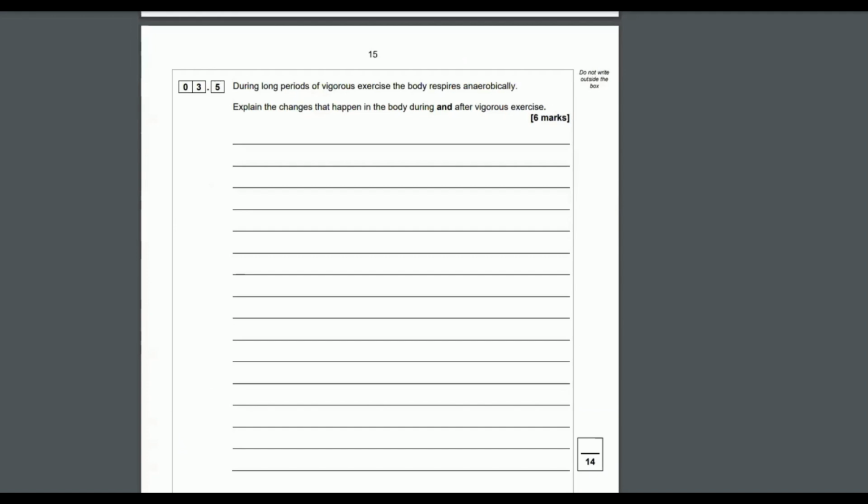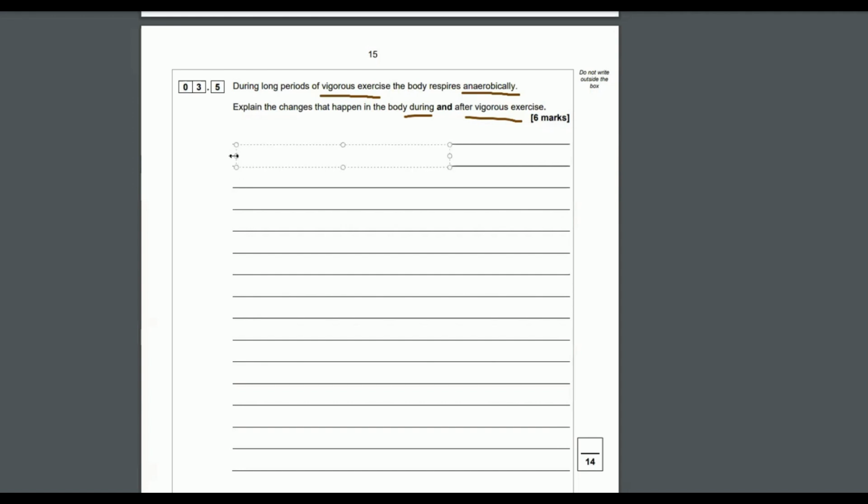Okay, 3.5, we've got a big, fat 6 marker. During long periods of vigorous exercise, the body respires anaerobically. They're not telling us that for nothing. It means they want us to talk about anaerobic respiration. And they're telling us that the exercise is vigorous. Explain the changes that happen in the body during and after vigorous exercise. Right. If you're doing vigorous exercise, then you're going to be doing aerobic respiration and anaerobic for that little bit of extra energy.